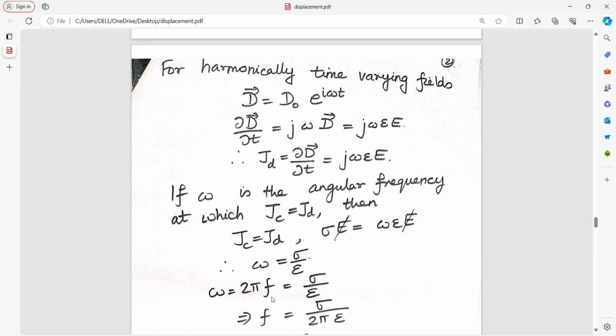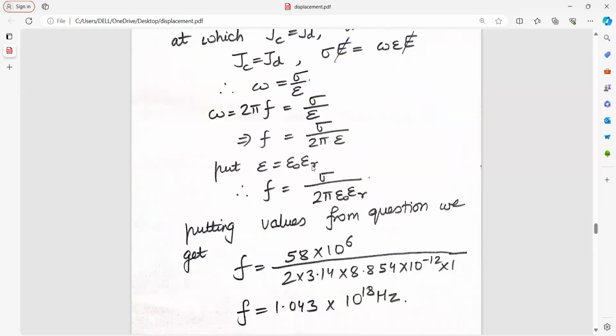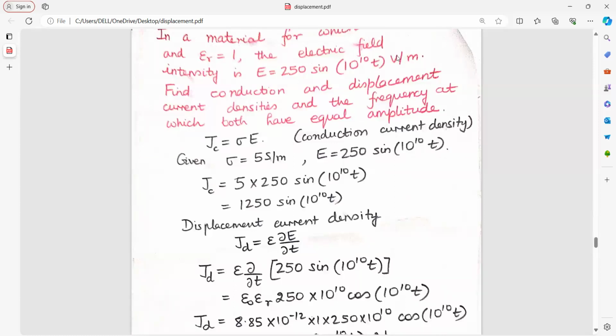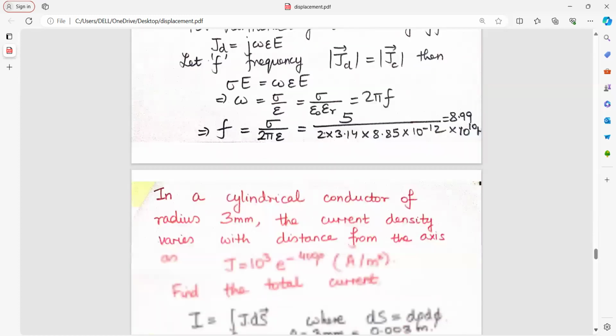Omega is 2 pi f, which is equal to sigma upon epsilon. So frequency is sigma upon 2 pi epsilon. And instead of epsilon, we will put epsilon naught into epsilon r. Straight away, put these values which you have been given in the numerical and you get your answer. In a material for which this is this, find the conduction and frequency at which both have equal amplitude. It is the very same question, just a minor difference that now they have asked this.